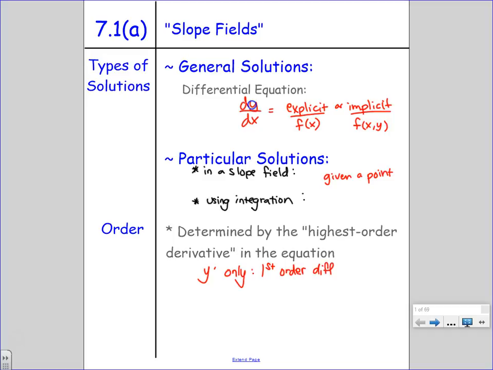I'll just say DEQ. It's actually a class in college. Some people call them DEQs. I like my abbreviation DEQ better, but that's okay.